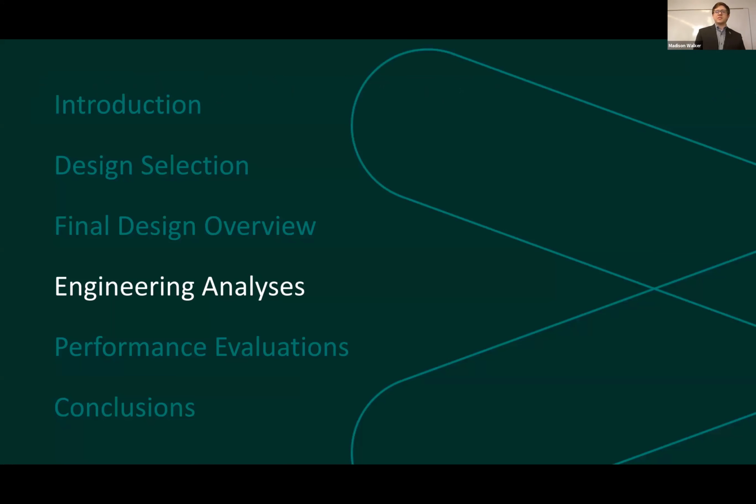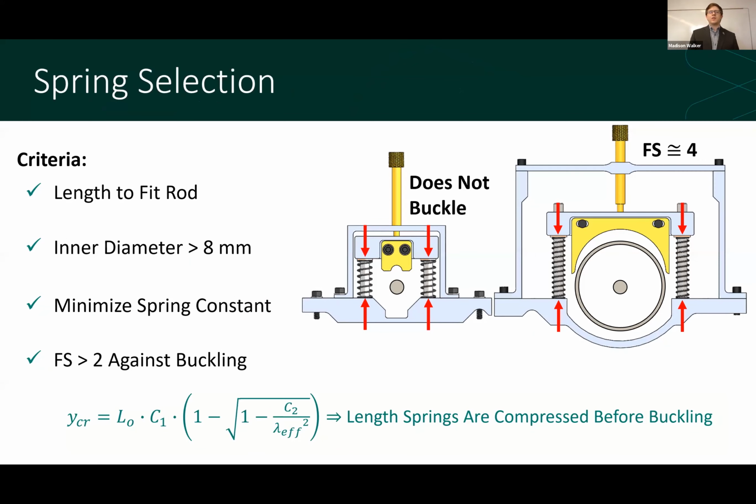Now I'm going to walk you through some of the engineering analyses that we used to design these parts. First, for spring selection, we wanted to have springs that would be able to fit over the linear rods. We wanted to minimize the spring constant so as to minimize the force needed to compress these springs. And we also wanted a factor of safety greater than 2 against buckling. We wanted this factor of safety against buckling to increase the stiffness in the system. We didn't want any play or anything like that, since we are measuring very small changes in the system.